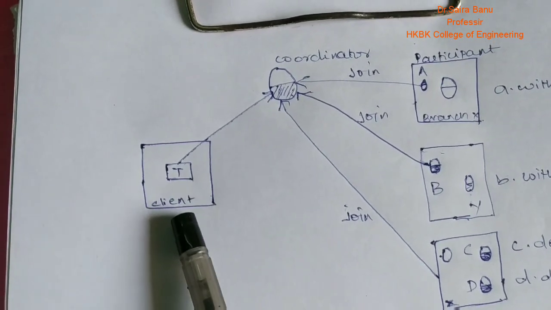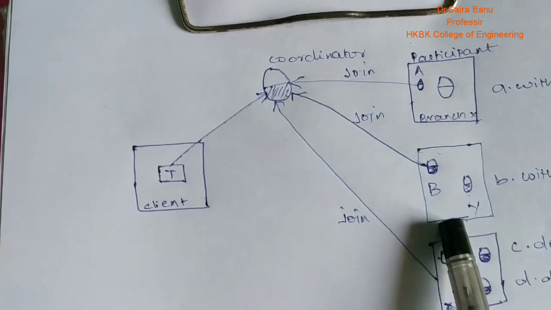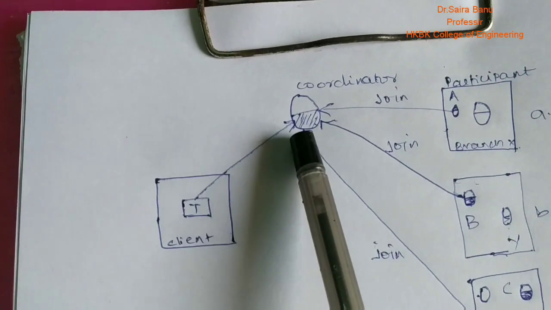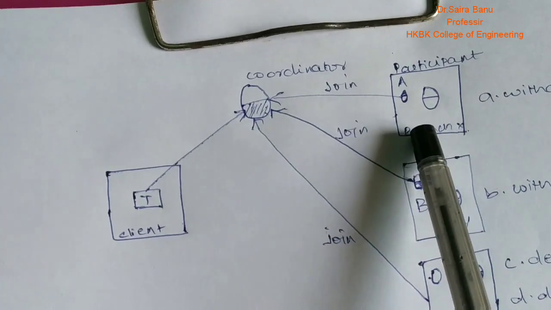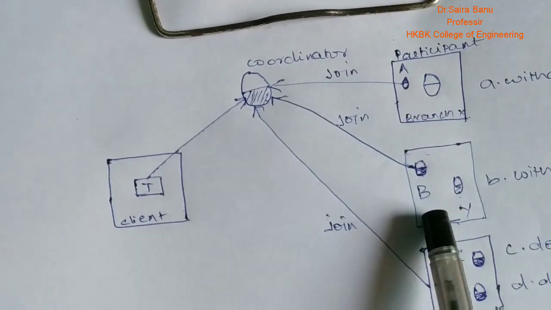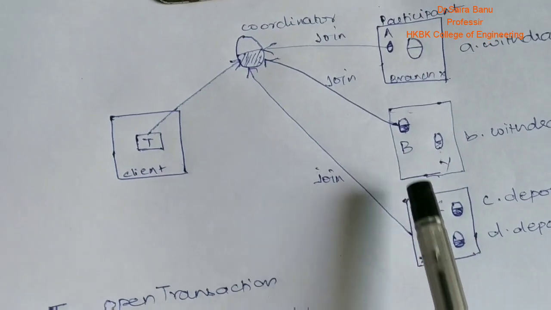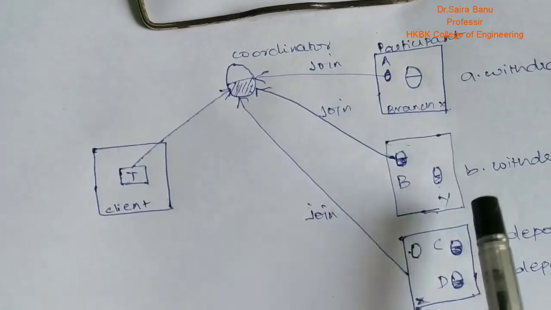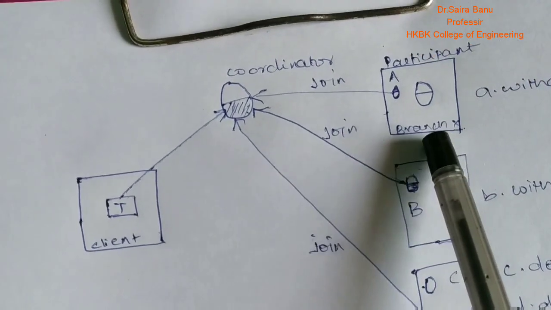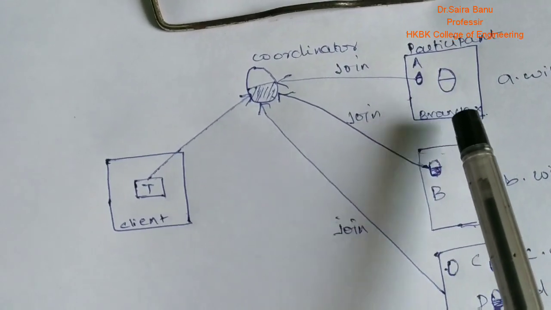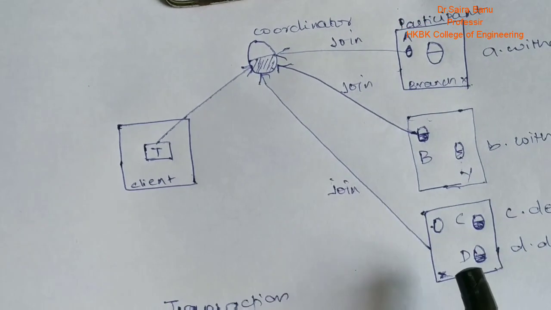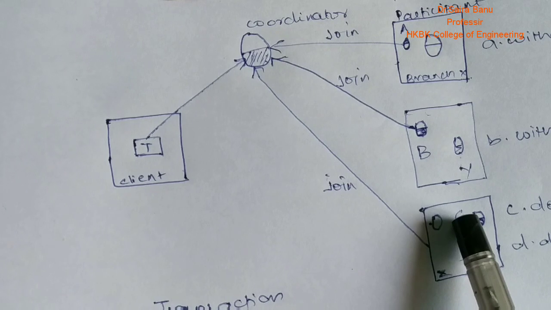Here we have the client and these are the participants. We have three participants and this is the coordinator. Each participant will have objects. A, B, C and D are the accounts and X, Y and Z are the servers. So every server will have one or two objects. Server X is having one object, server Y is having one object and server Z is having two objects.